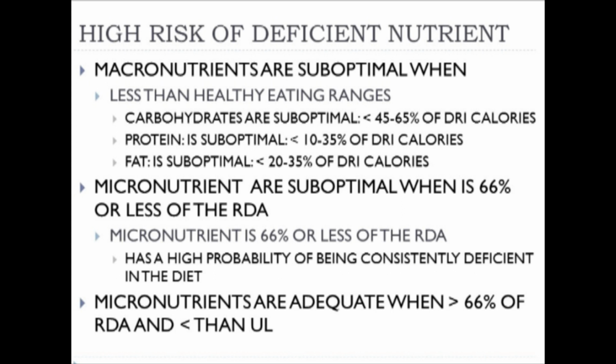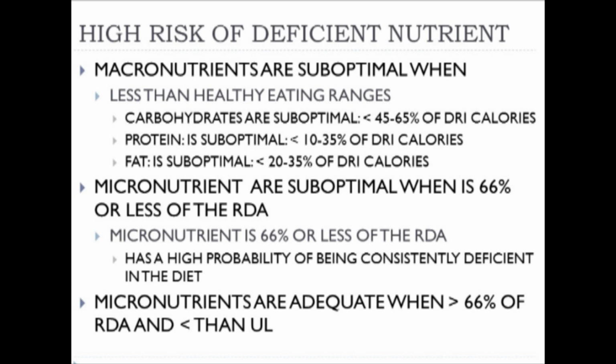Carbohydrates have a healthy macronutrient range of 45 to 65% of DRI calories. I'd like to stress DRI calories, because these particular standards are not established based on what someone eats, but really based on what their requirements are. Protein is 10 to 35 and fat 20 to 35. So a suboptimal intake of carbohydrates is when you're less than 45. For protein, it's when you're less than 10, and fat is when you're less than 20% of the DRI calories.